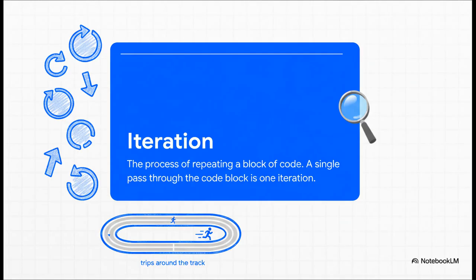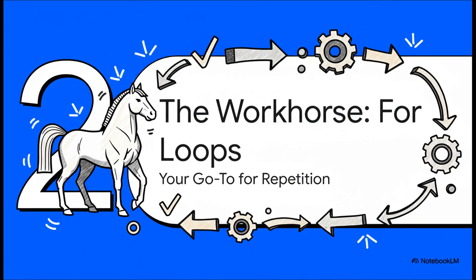Okay, before we go any further, there's one key word we've got to know: iteration. Now, I know it sounds a little technical, but trust me, it's super simple. Iteration is just the act of repeating a block of code. So one single pass through a loop, think of it as one lap around the track, that's one iteration. See? Easy.